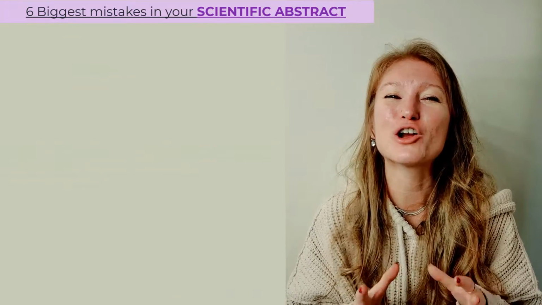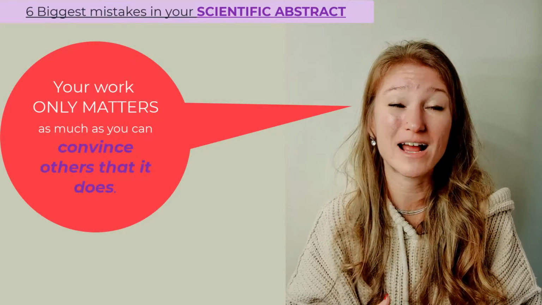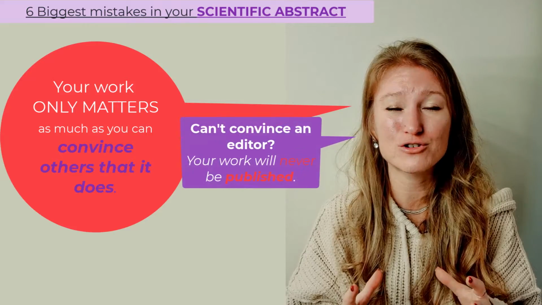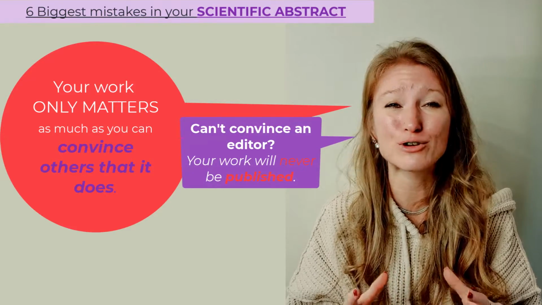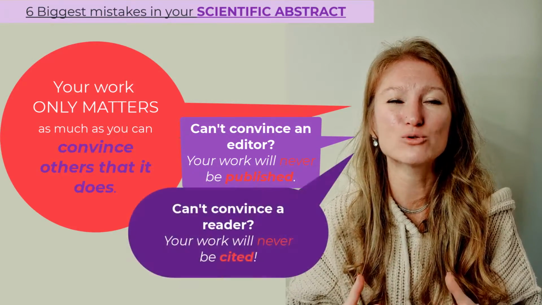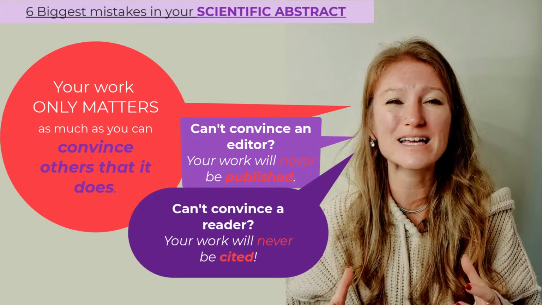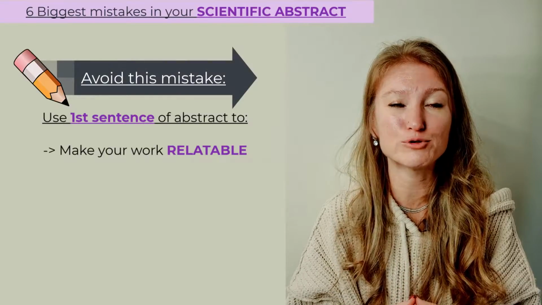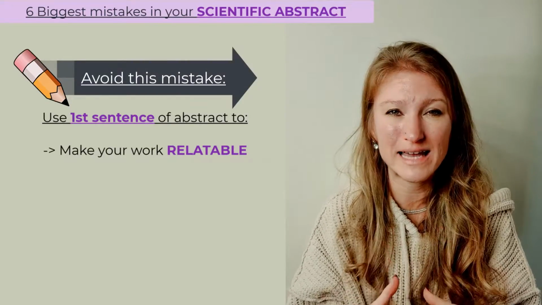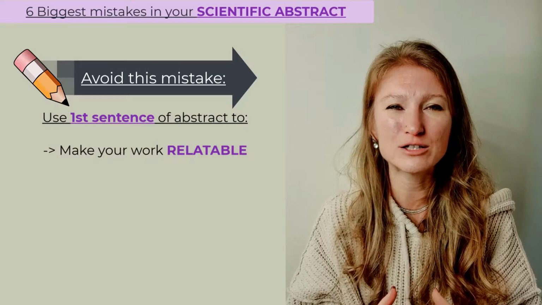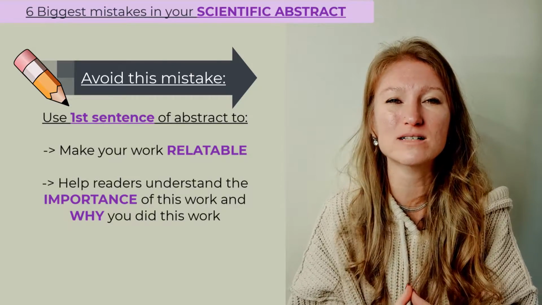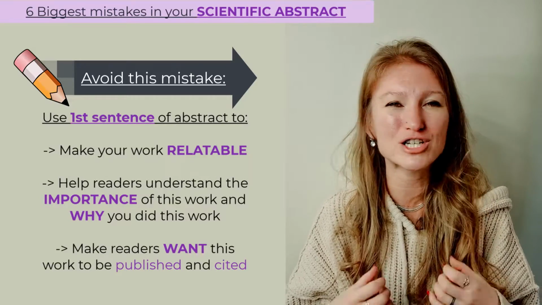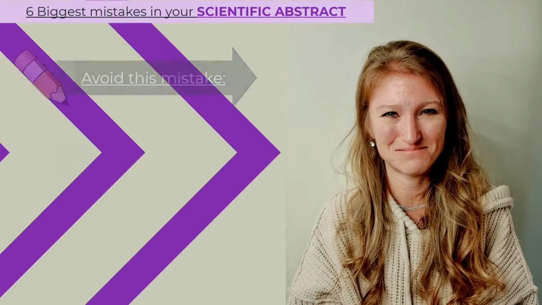Because in the end here, your work is only going to matter as much as you can convince others that it does. If you can't convince an editor to publish your paper, your work is never going to be published. If you can't convince readers to read your paper, your work is never going to be cited. So your work here in this first sentence of the abstract is to make your work relatable. Make people intuitively understand the importance of this work, why you did this work, and make them want this work to be published and out there and cited.